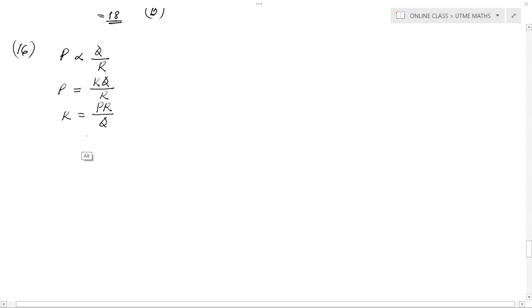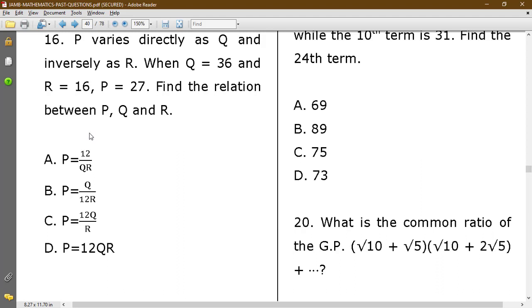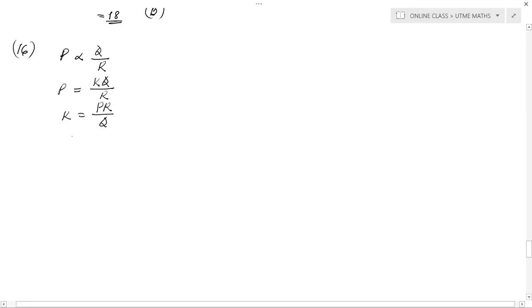Let's now see what they gave us. They said that Q equals 36, R equals 16, and P equals 27. Find the relation between P, Q, and R. So that means we find the connectivity between them. We should find the relationship.